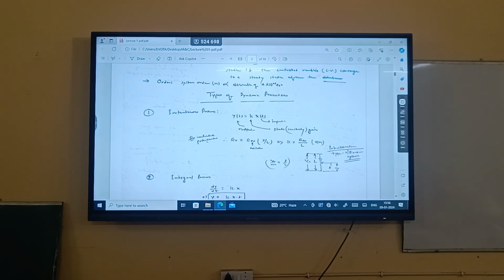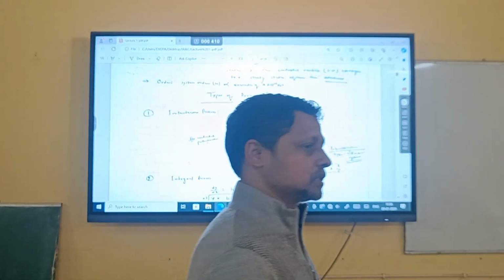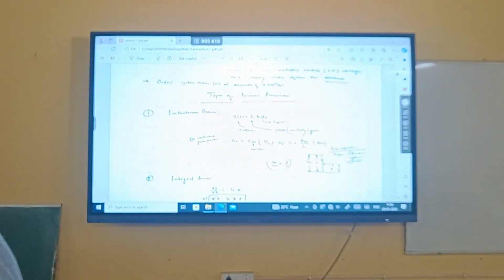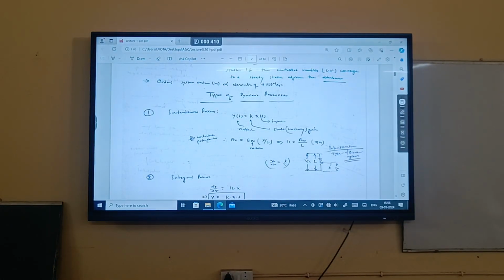X is some input, k is some proportionality constant, so we don't bother much about it. Somewhere it will vary between 0 to 1. But y is proportional to x. Can I say that any process can be mapped or regulated based on this simple equation? Can it be treated as an instantaneous process or not? If input is changing, output will change instantly or not? Yes? Then it is an example of an instantaneous process. What is the order of the system? You check. Now give some example.